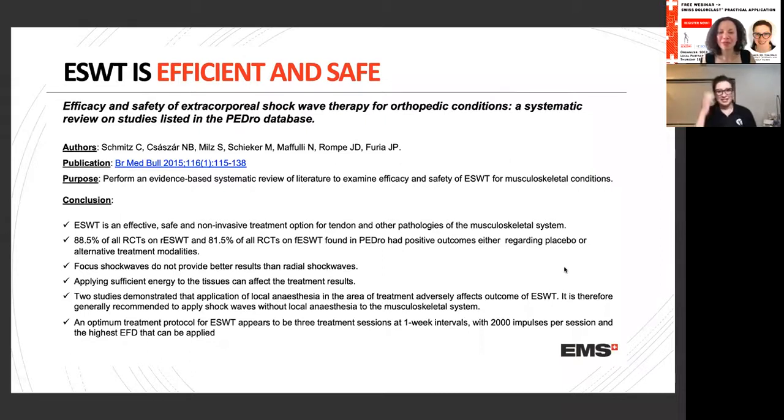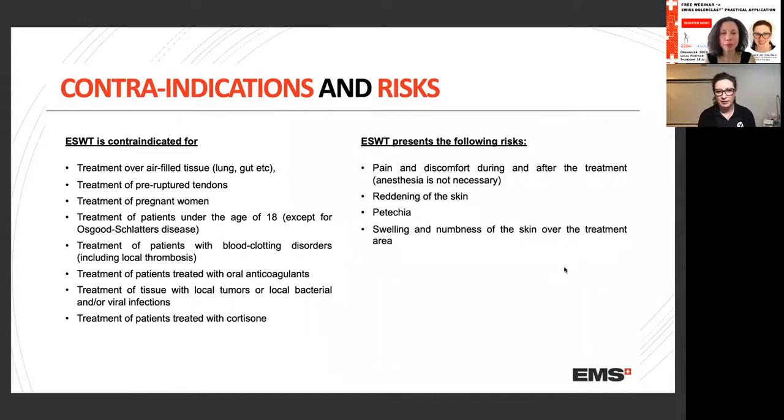All right. So we don't use it over air-filled tissue such as lung or gut. We don't use it on pre-ruptured tendons. Obviously, if a tendon's completely torn, we're not going to be treating it. I've heard that there's been a problem, but there's nothing to say it won't cause a problem, so it's better just to err on the side of caution.